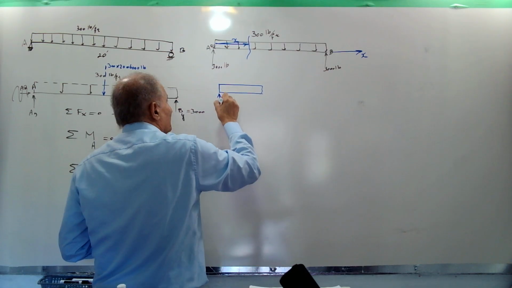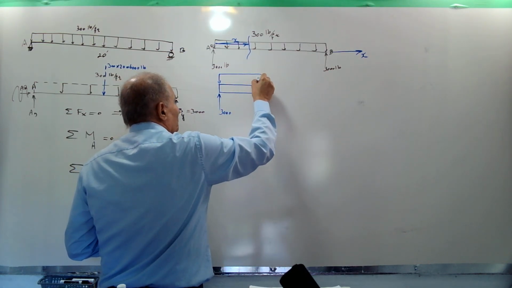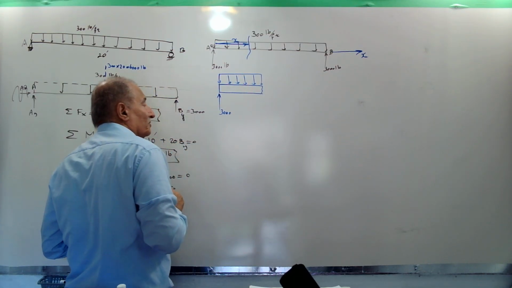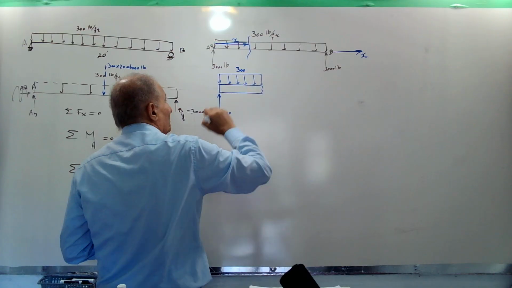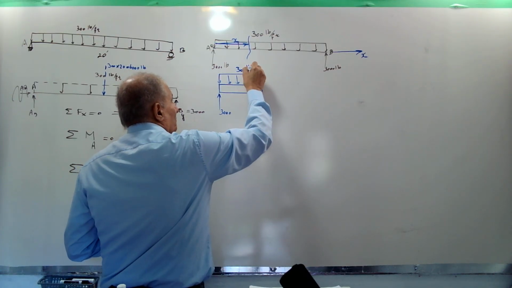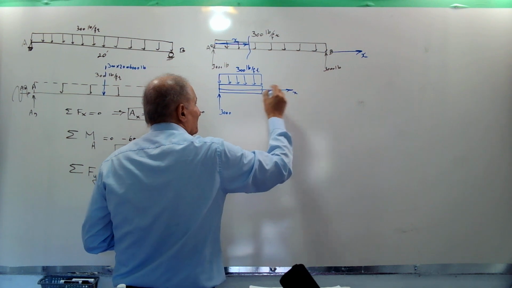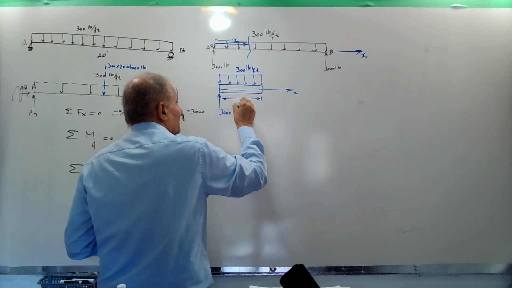And this is 3000. This is the uniform distributed load that the left side is subjected to, 300 pounds per foot, and that is X. This length also is equal to X.